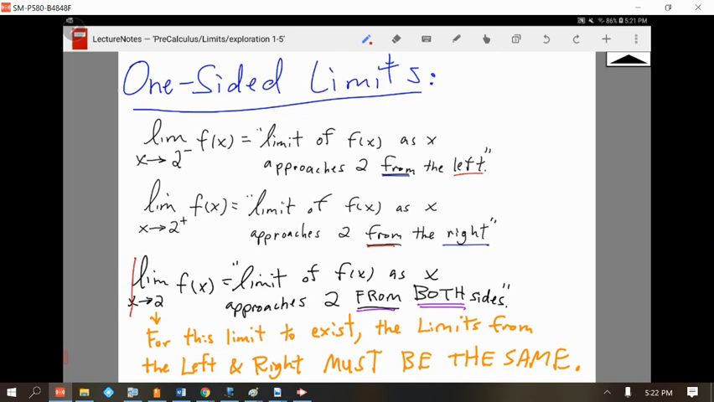What if you have the limit as x approaches 2? See how there's no symbol here at all. There's no plus and there's no minus. Well, that's every single question that we've done already, right? That means I'm going to approach both sides. As I approach 2 from both sides.